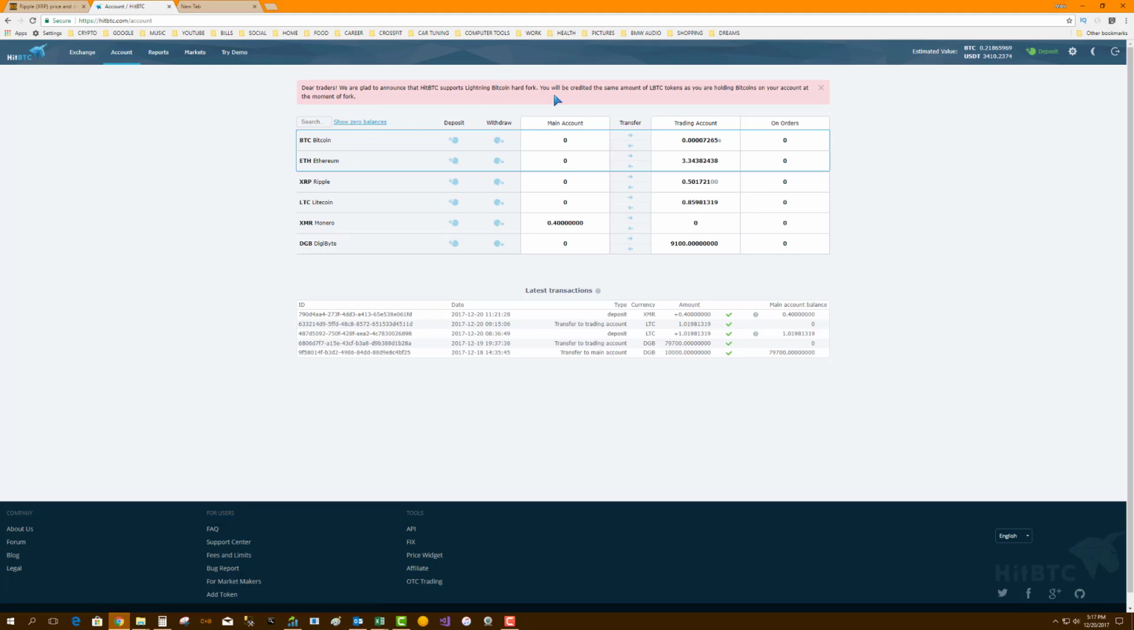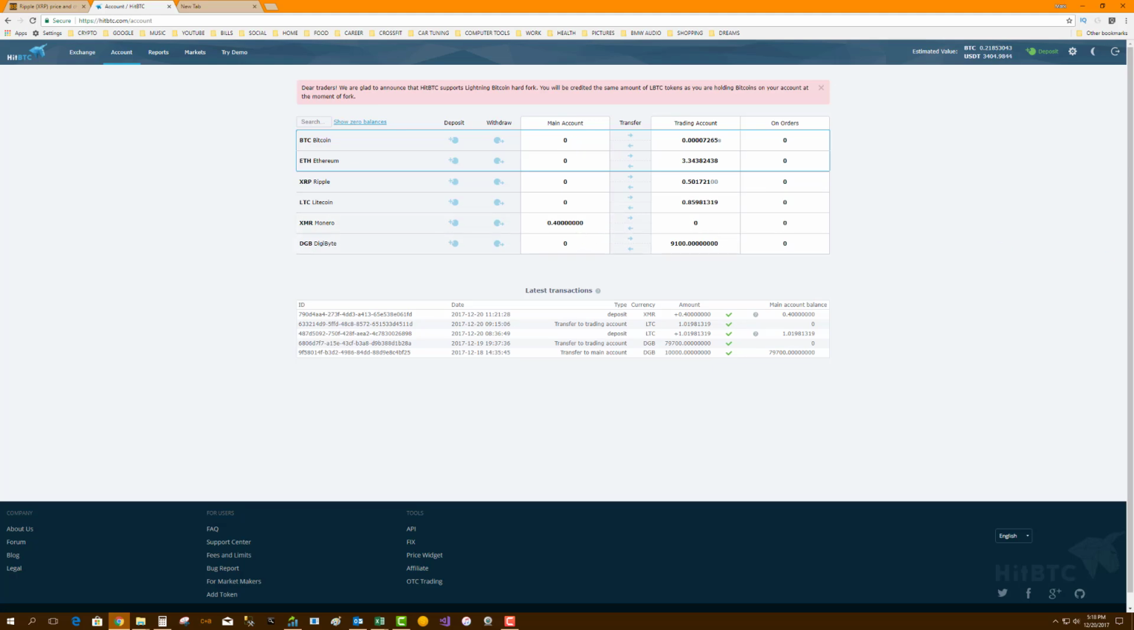And then there's two really important things to point out. You have your trading account, which is the amount of crypto in there, and then you have your main account. So, very important point, you can only trade with coins that are in your trading account. And you're like, well, what's the difference? If I wanted access to this Monero funds, I would have to click this arrow and move it from my main account to my trading account.